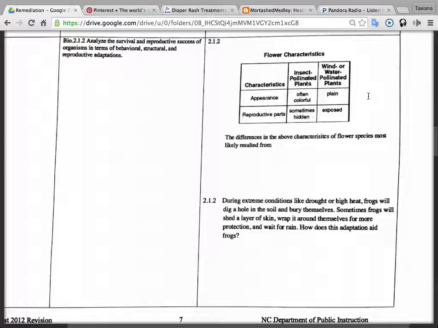Think about it this way. When we had a little experiment here, you had to either change your color, or you had to change from having wings to maybe having feet. Adapt. This is all about adaptation. The difference in the characteristics of flower species results because of the adaptation in responding to the environment.